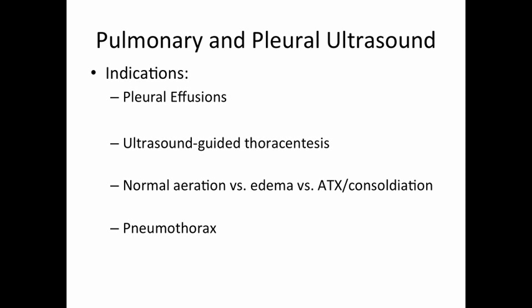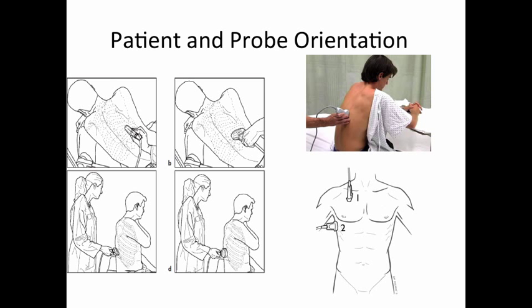So the indications for pulmonary and pleural ultrasound include looking for pleural effusions, of course, to guide your thoracentesis and evaluation of those effusions. You can also use it to determine normal aeration versus edema or atelectasis, and then importantly for pneumothorax as well.